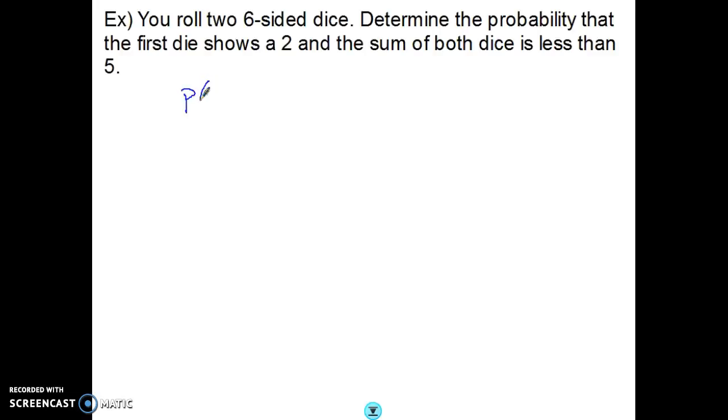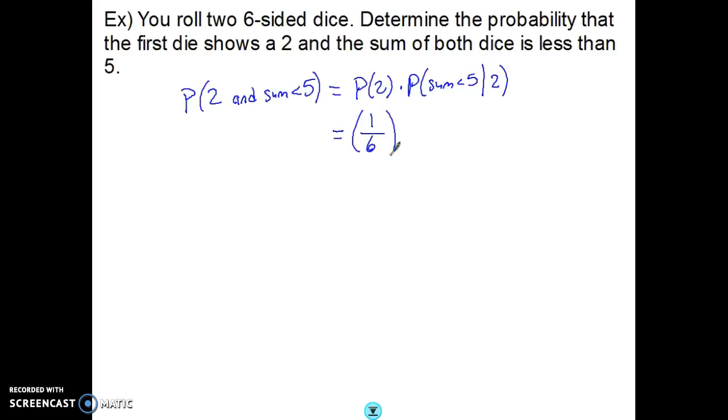So we can fill in our formula. The probability that we get a 2 and that the sum is less than 5 is going to be equal to the probability that I get a 2 times the probability that my sum is less than 5 given I already rolled a 2. The first probability is pretty easy to figure out. It's just one way to succeed, right? Roll a 2 out of 6 total options.